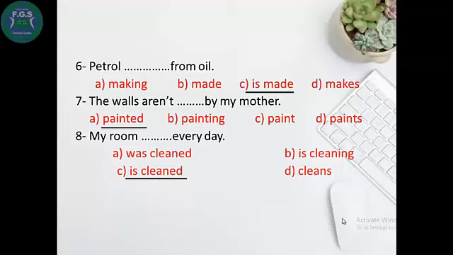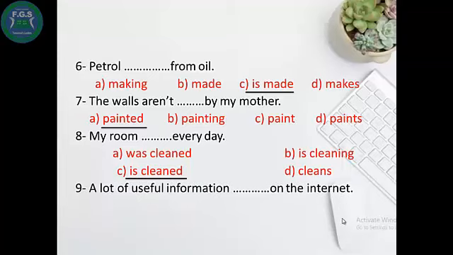Present simple passive. Number 9. A lot of useful information space on the internet. Find, finds, is found, are found. A lot of useful information is singular because information is an uncountable noun, so we use is found.